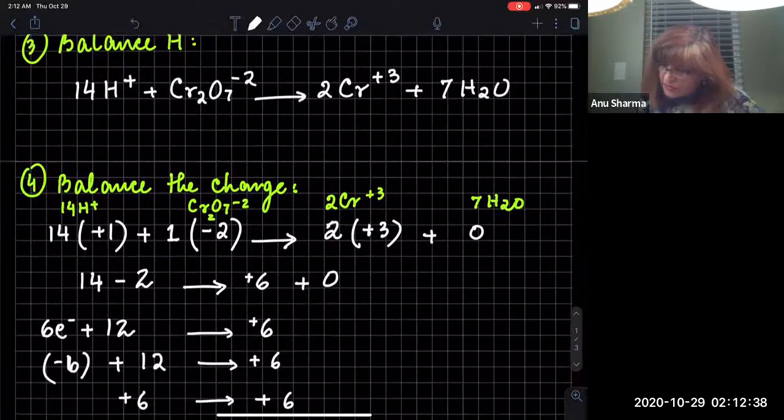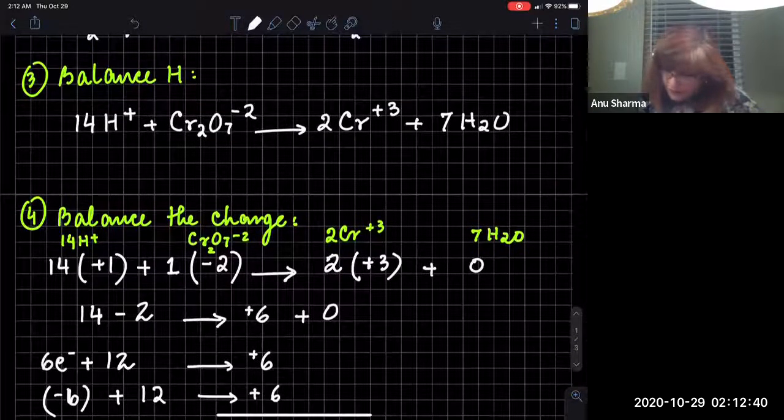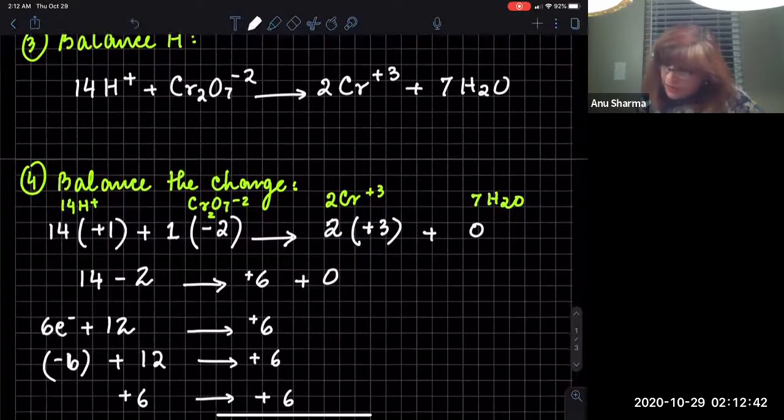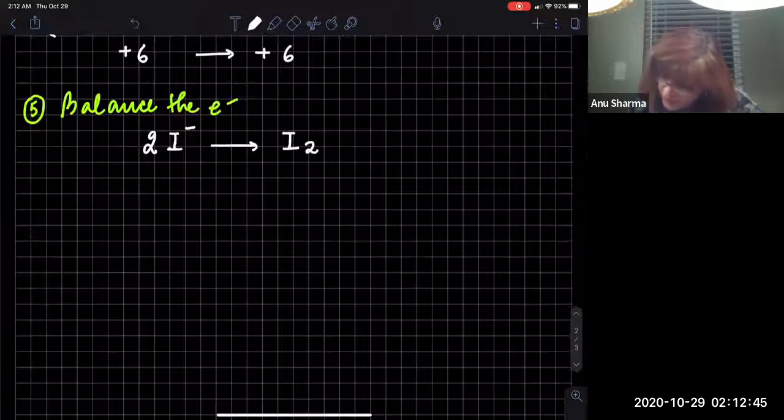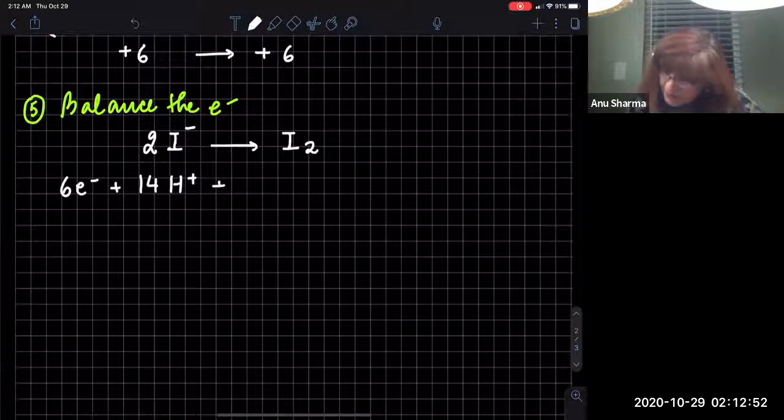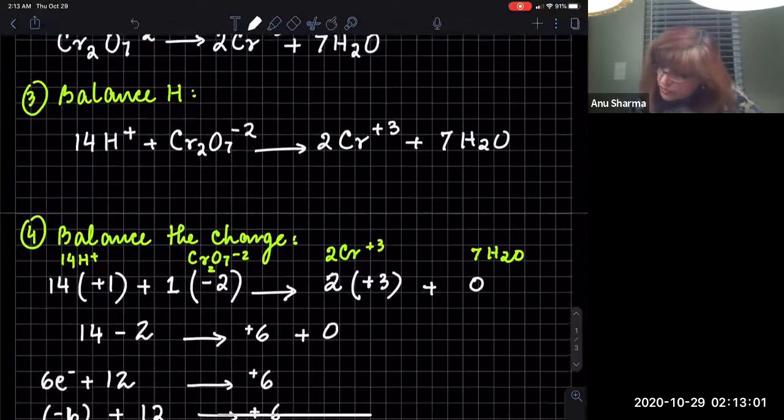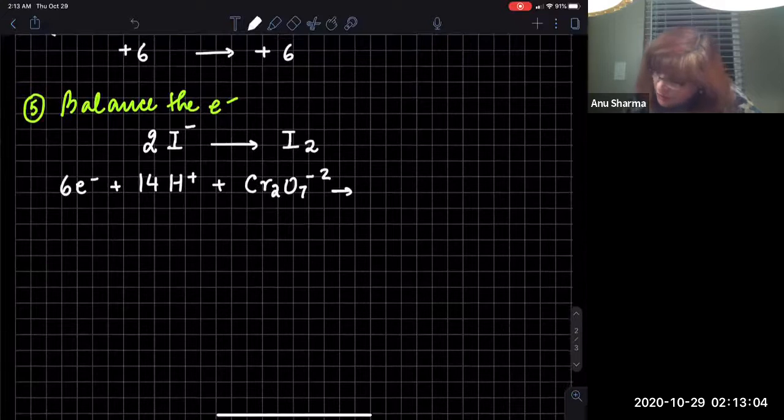So 6 electrons on this 14, yeah, 14. So we just bring in 14 hydrogen ions, 6 electrons were added, plus 14 hydrogen ions, plus the dichromate, Cr2O7 minus 2, and that gives you 2 Cr with a plus 3 charge, plus 7H2O. Okay, so bring this whole equation here.